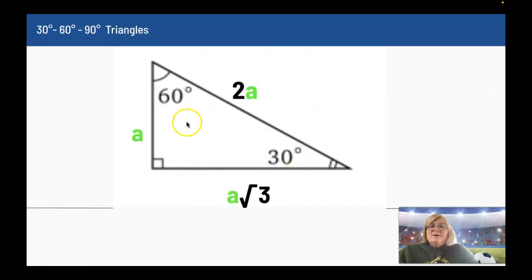What you need to know in this lesson is this triangle and the side ratios that are labeled here. By knowing that, you can solve any of the problems. You can solve for the length of any side when you know that you have a 30-60-90-degree triangle and are given one side.